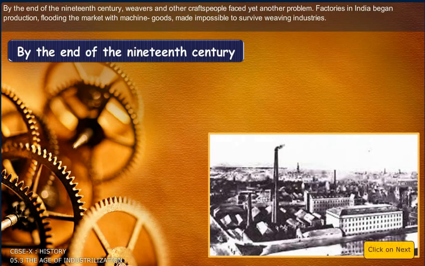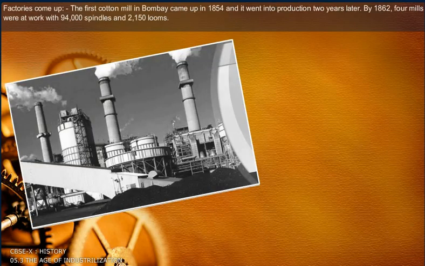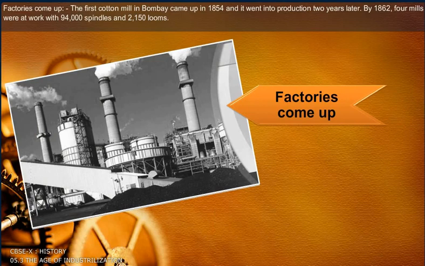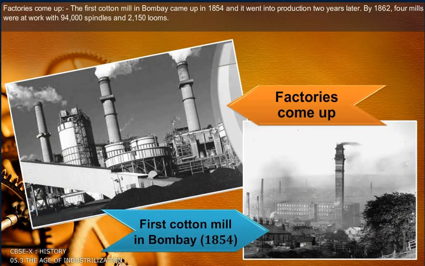Factories come up. The first cotton mill in Bombay came up in 1854 and it went into production 2 years later. By 1862, 4 mills were at work with 94,000 spindles and 2,150 looms.